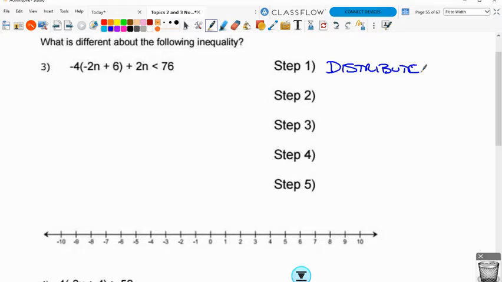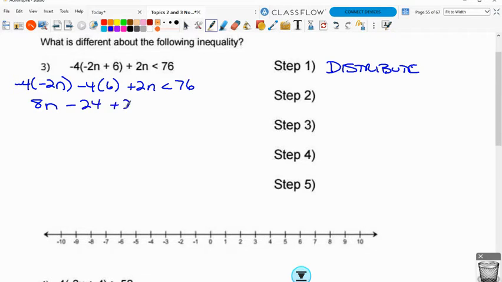Okay, so when I distribute the negative 4, I'm going to have negative 4 times negative 2n minus 4 times 6, and then plus 2n is less than 76. When I do this multiplication, negative 4 times negative 2n is 8n, negative 4 times 6 is negative 24, and then plus 2n is less than 76.